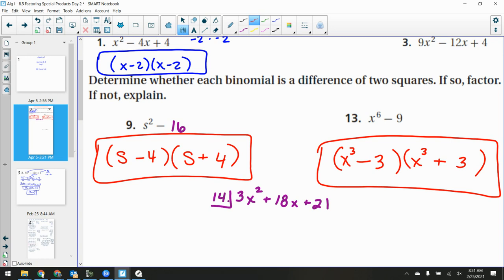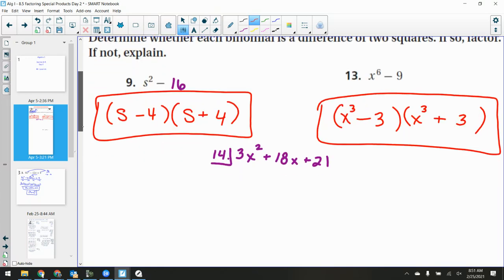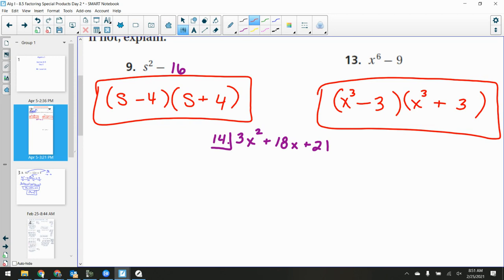Okay, now the last one. What should I check first? Is there a GCF? Yeah. That's why I added this one in, because that was the only other kind of new-ish thing that we did, even though we did that in section 8 too. This is all divisible by 3, so let's remove it. So this is x squared plus 6x plus 7. Sweet, it turned it from a hard type to an easy type.